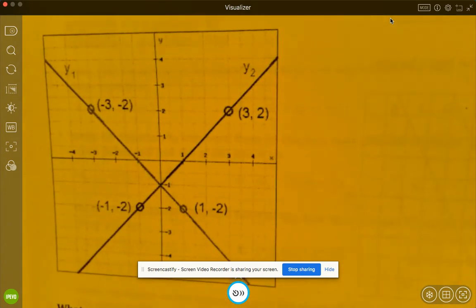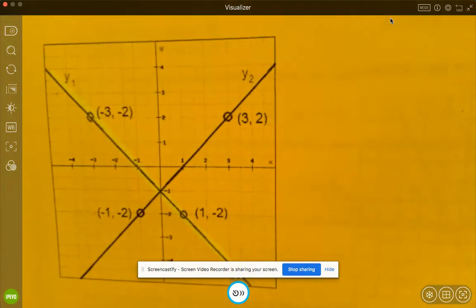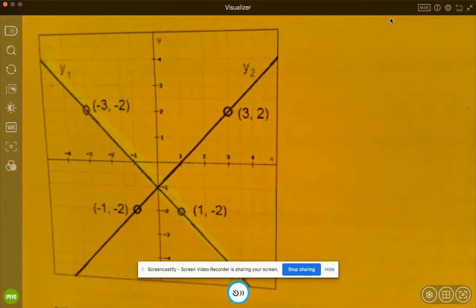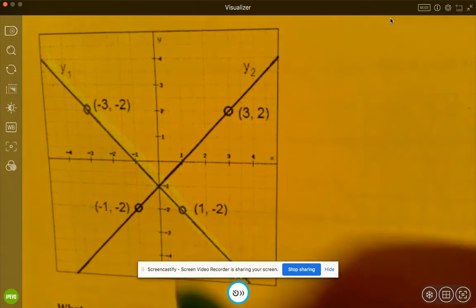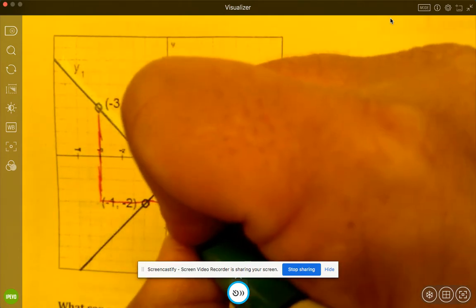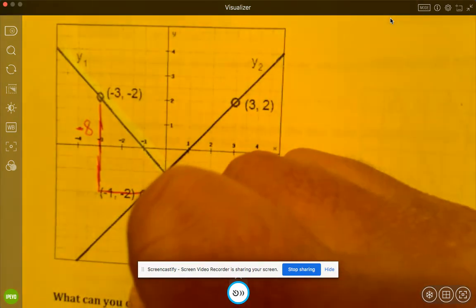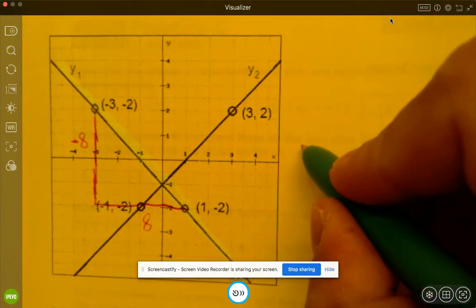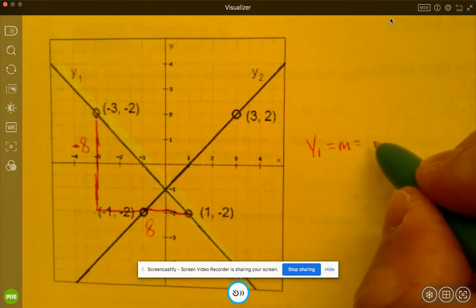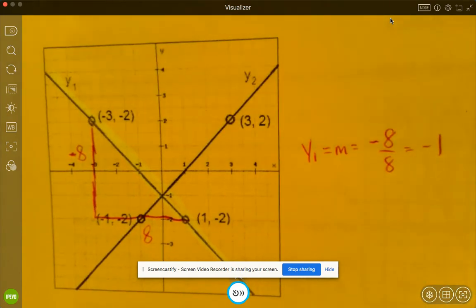I'll start with this line called y1. You can tell one slope is negative and one is positive. So for y1, let's get the slope. From this coordinate to this coordinate, I'm going to go down and to the right. It looks like I'm going down 8, right 8. So for y1, m equals negative 8 over 8, which is really just negative 1.